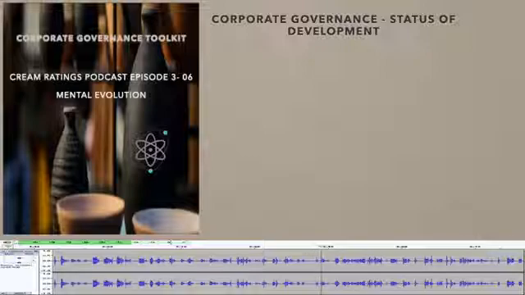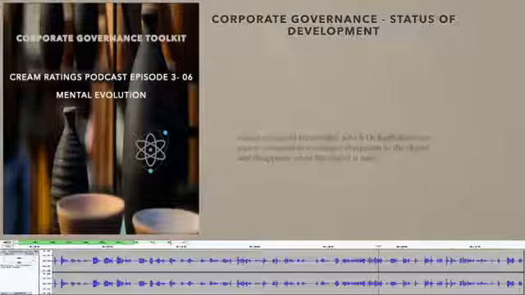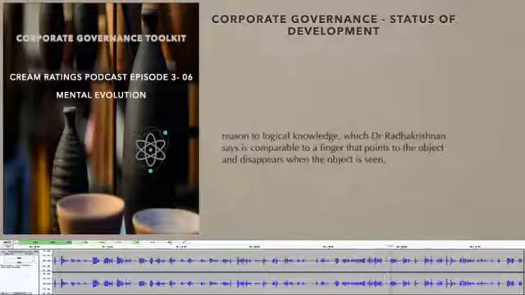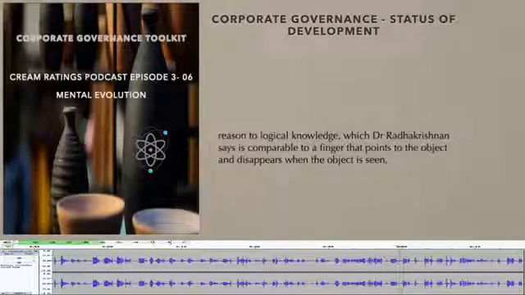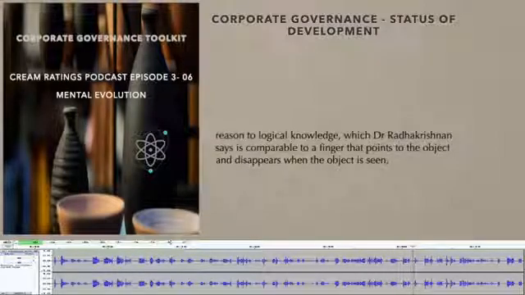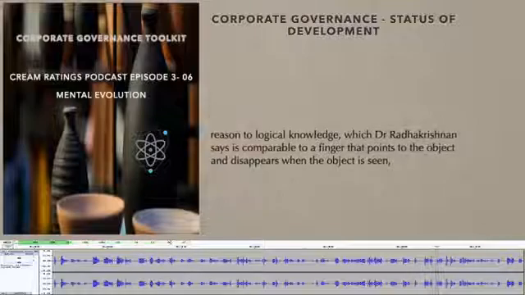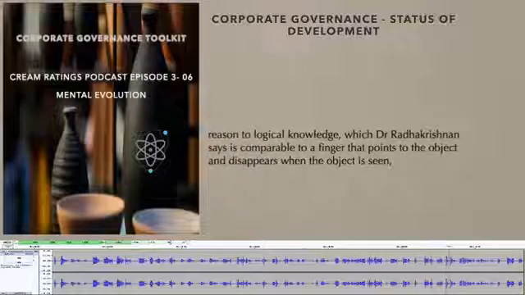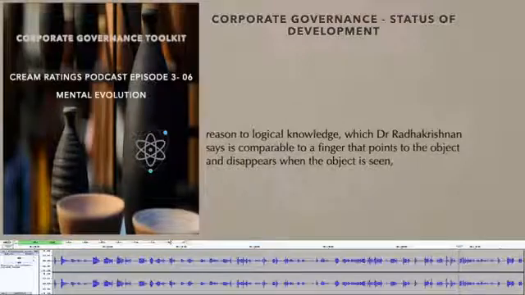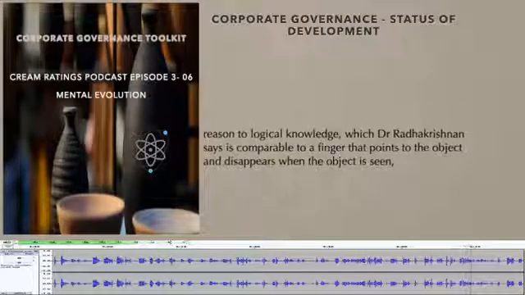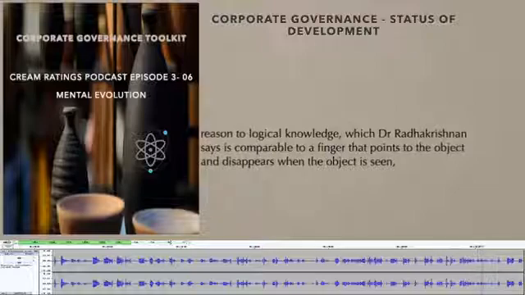But to go further for my book, the reasoned logical knowledge, which Dr. Radhakrishnan says is comparable to a finger that points to the object and disappears when the object is seen, is a very interesting observation. When we know that something is wrong with Volkswagen, but you do not know who the person is, you do not know COVID-19, something is wrong.